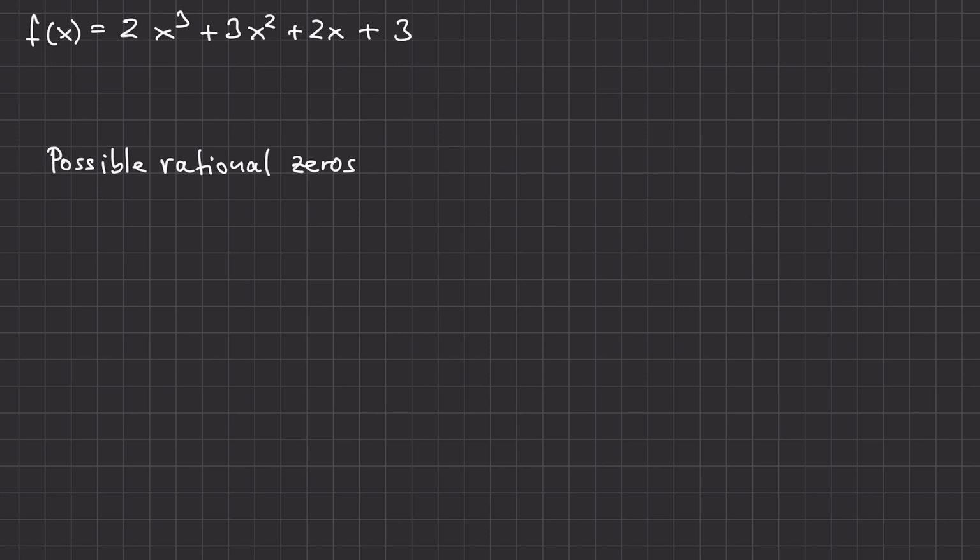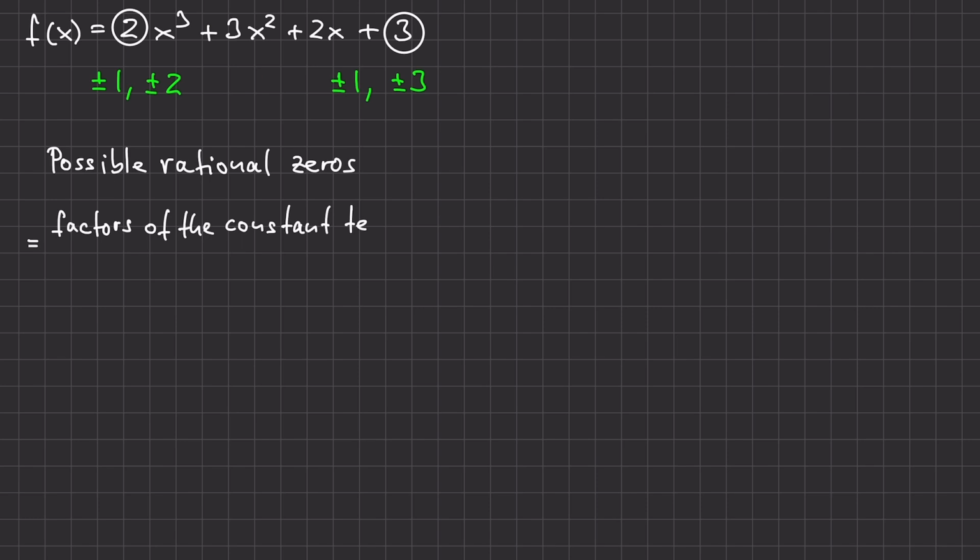The first step is to list all the factors of the constant term 3, which are plus minus 1 and plus minus 3, and to list all the factors of the leading coefficient 2, which are plus minus 1 and plus minus 2. The second step is to write all the possible rational zeros as factors of the constant term over factors of the leading coefficient.